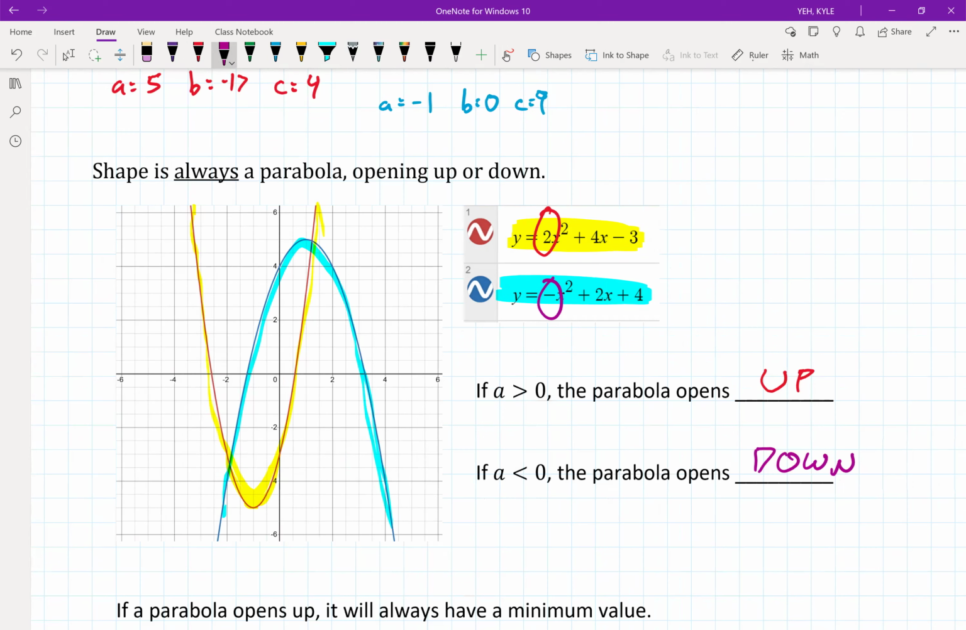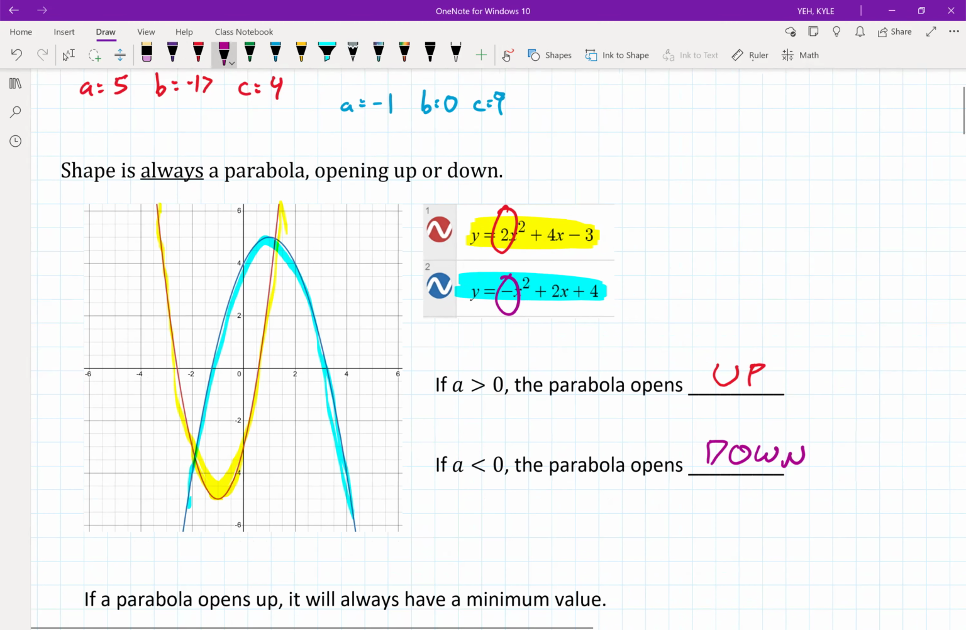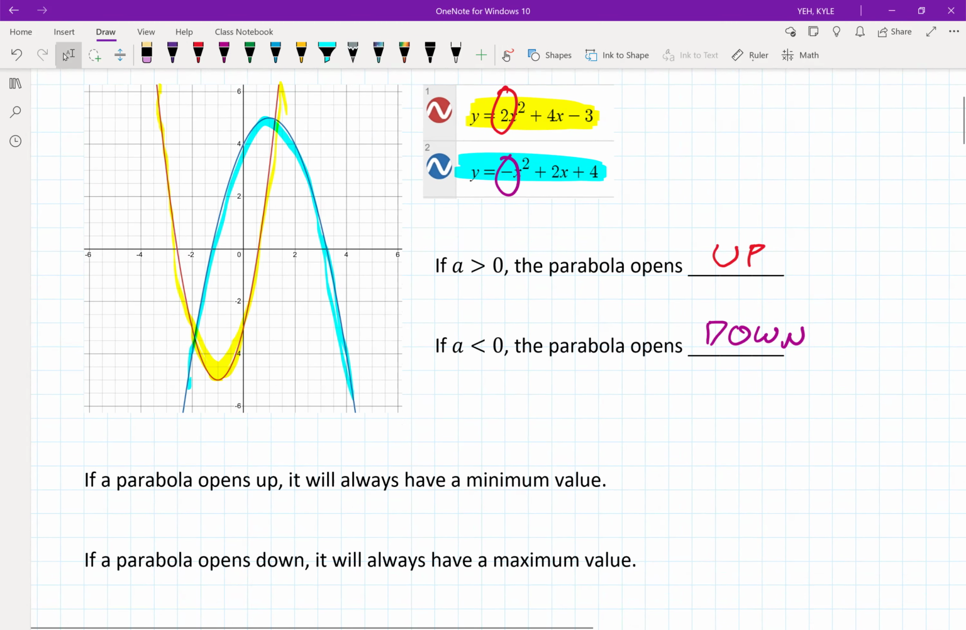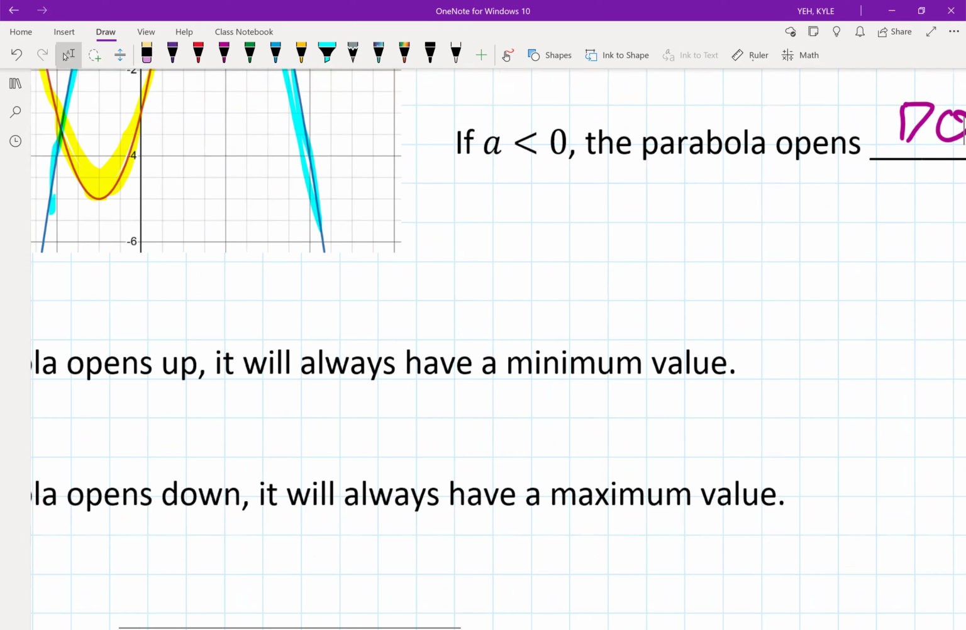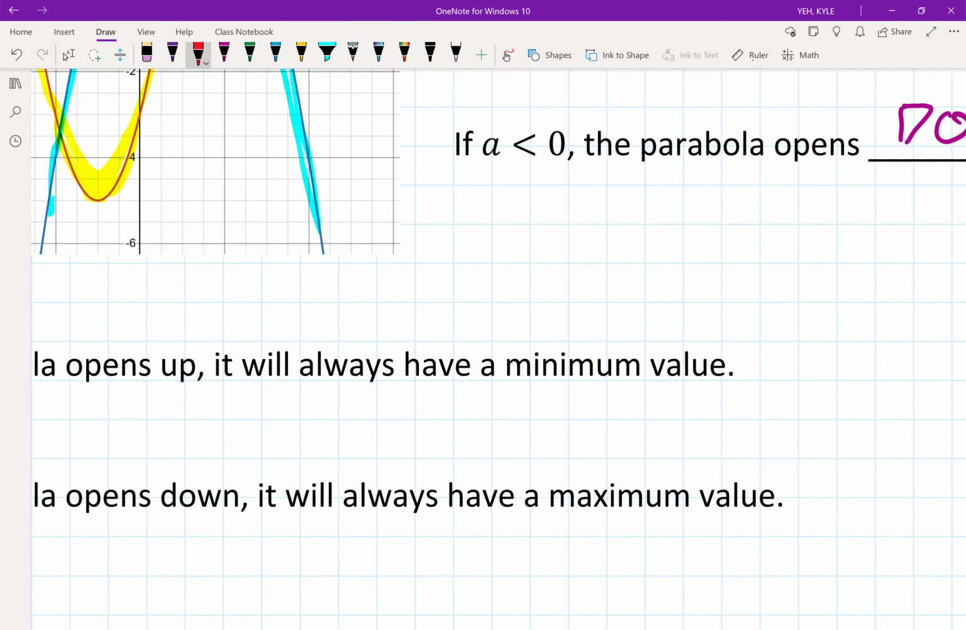Okay. Now, two additional facts that hopefully make a lot of sense. If a parabola opens upwards, it will always have a minimum value. And let's just kind of picture this.